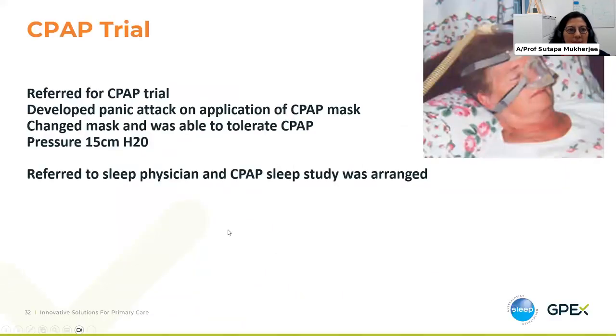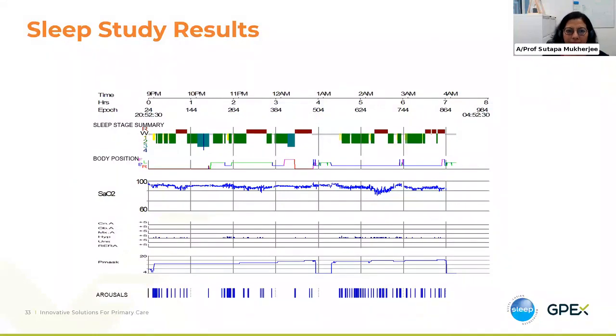And he went to the CPAP provider and actually developed a panic attack when they applied a full face mask on him. And then the CPAP provider changed his mask to a nasal pillows mask, and he was able to tolerate CPAP therapy at a pressure of around 15 centimetres of water. Because of the severity of his sleep apnea, he was referred to see a sleep physician, and he ended up having a CPAP sleep study, a snapshot of which is here.